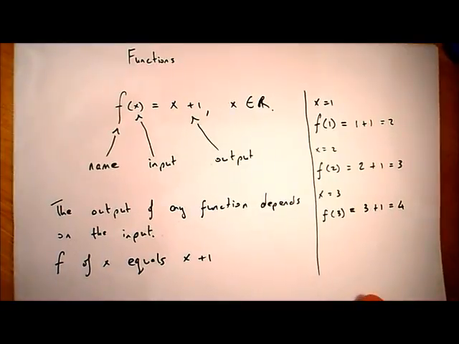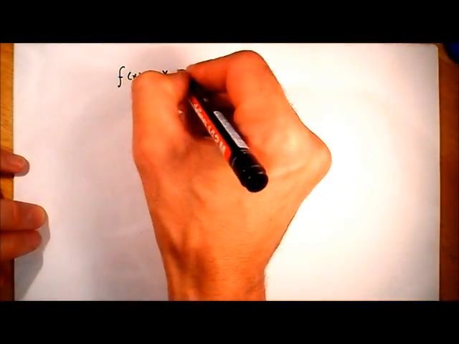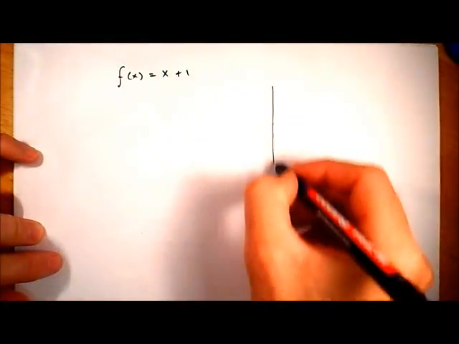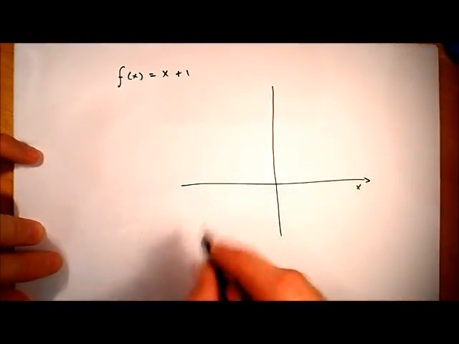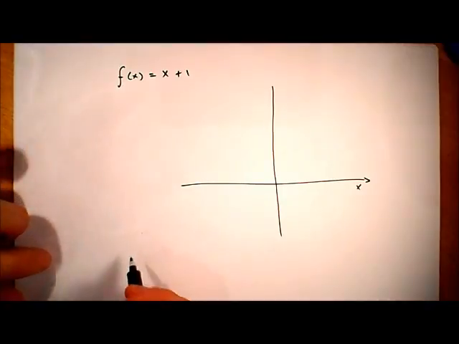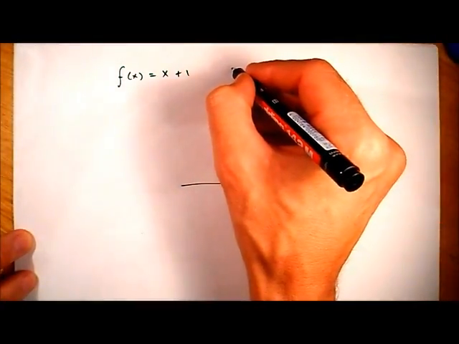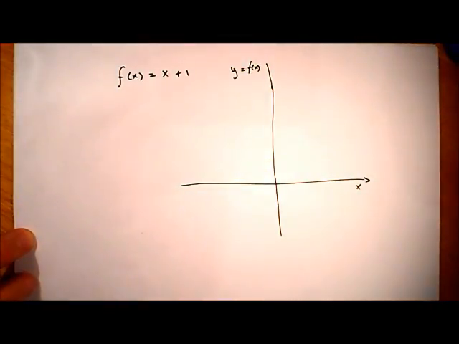Very, very simple idea. One other thing that we can do with functions, and I'll show you how to do it now, is we can graph functions. So let's say we take that function again, f of x is equal to x plus 1, and we're going to graph that function to see what it looks like. So to graph the function, we need an x-axis and an f of x axis. Sometimes, because this is usually the y-axis, this is called a y equals f of x axis. So that's fine as well. We can have it like that.